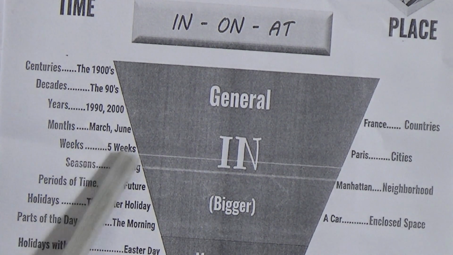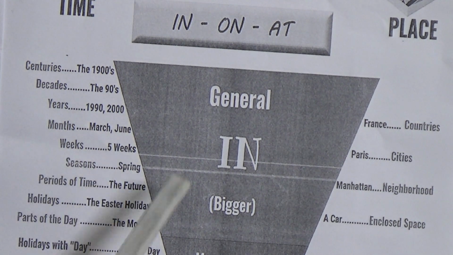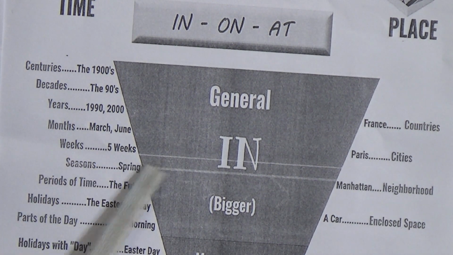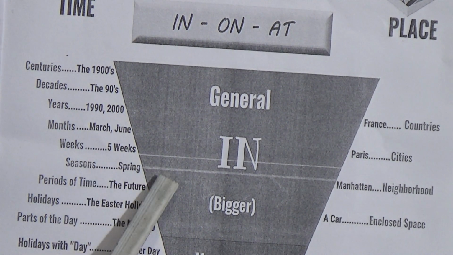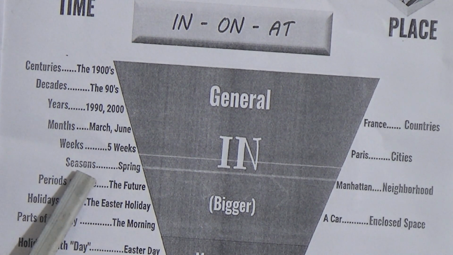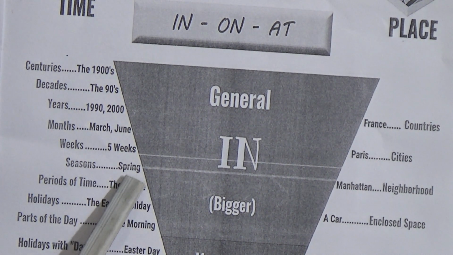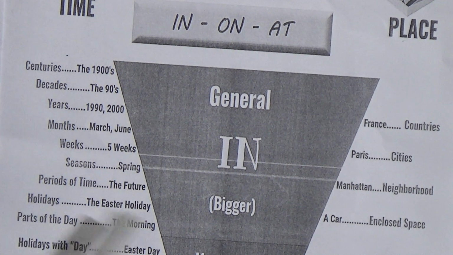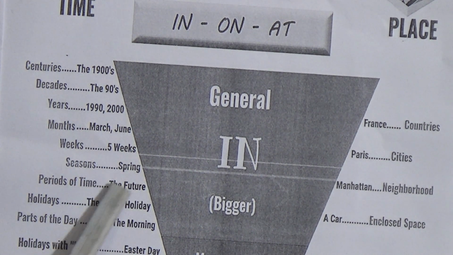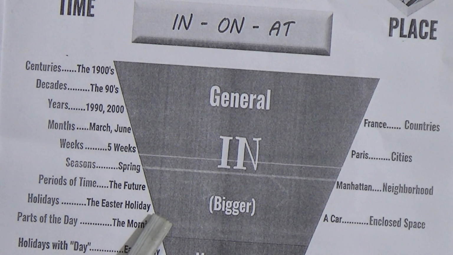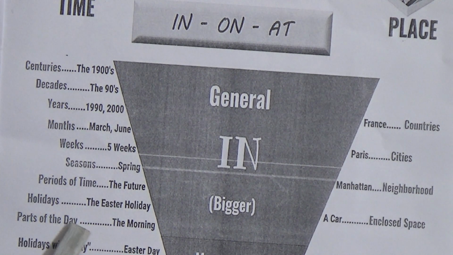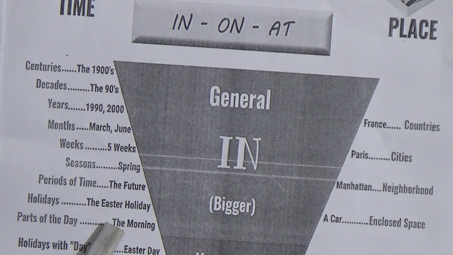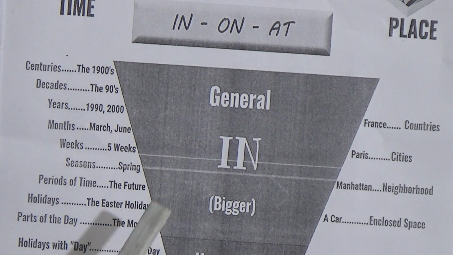In March there are 30 days, so it's a very long period of time. Weeks, like in 5 weeks or in 2 weeks, that means there are 7 days. Seasons, like in summer, in spring, in winter. Then periods of time, like in the future, holidays, the Easter holiday or the Eid holiday, or parts of the day, like in the morning, in the evening. But there's an exception, like at night, we use at before night.